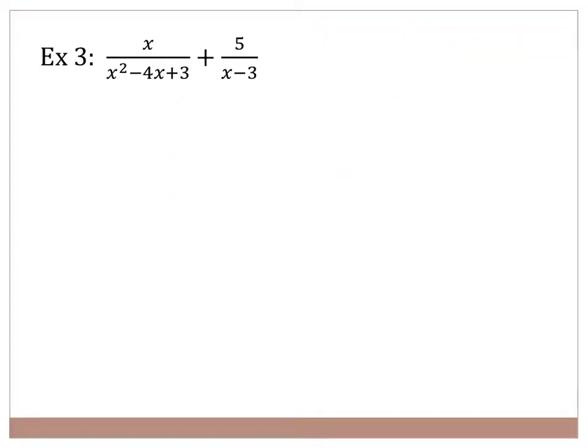Okay, so what should you do here when you have a trinomial in your denominator? The first thing you should do is go ahead and factor it, and instead of rewriting the entire problem, I like to write it right underneath. So x minus 3, x minus 1.